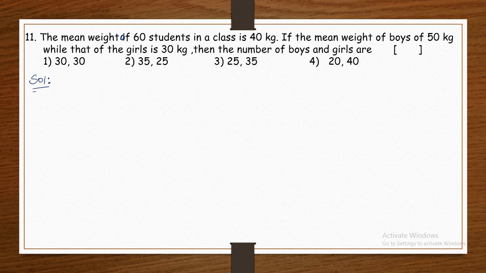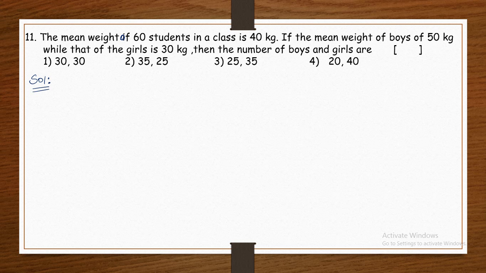So student means girls will be there as well as boys will be there, right? The mean weight of 60 students in a class is 40 kgs. If the mean weight of boys is 50 kgs while that of the girls is 30 kgs, then find the number of boys and girls. So in the question, he has given the mean of all the 60 students as well as the mean of boys, 50, and the mean of girls.